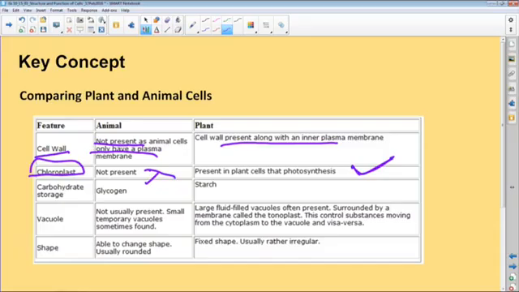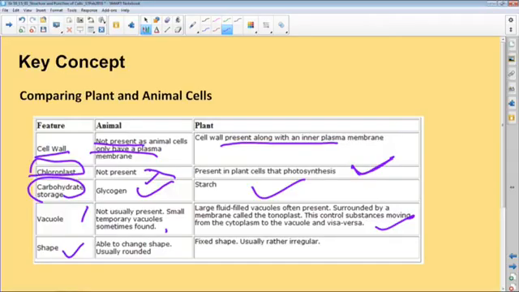Right. Next one. Energy storage. Okay? Animals store glycogen. Glycogen is very important. We store glycogen. Plants store starch. Okay? Vacuole. If you have a look at it, your plant cell has a big vacuole, a huge vacuole, because it helps with pressure. Your animal cell only has a vacuole, but a very small one. It doesn't have one at times, but it has one now and then.